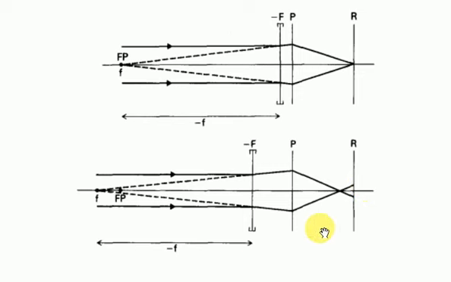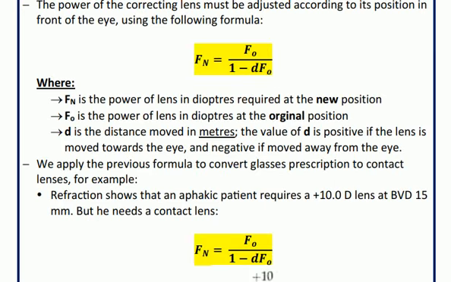So to correct a specific degree of ametropia, the power of the correcting lens must be adjusted to take into account its position in front of the eye. So a general formula exists for this purpose and applies to both concave and convex lenses.